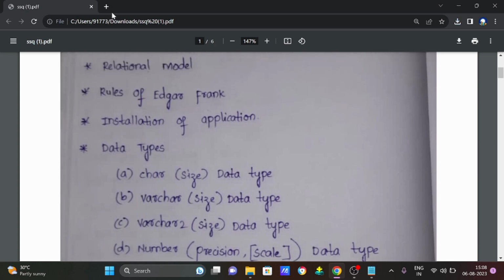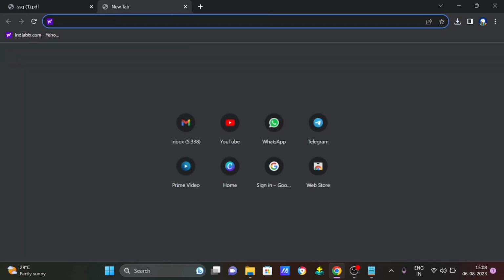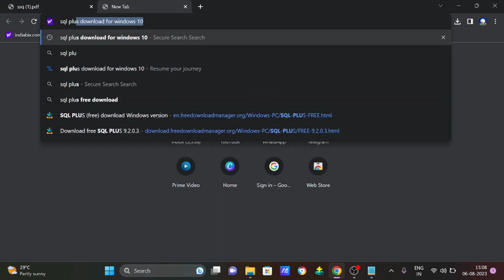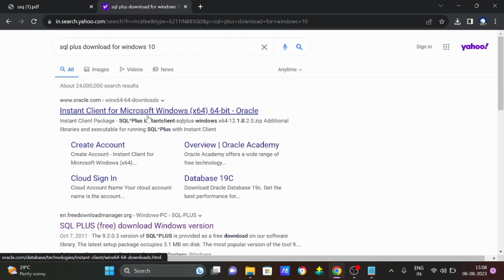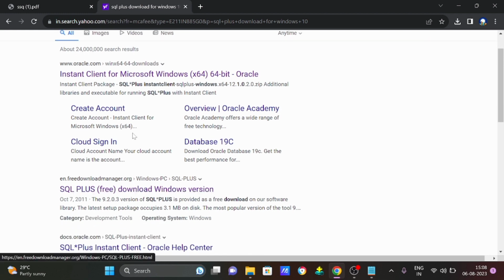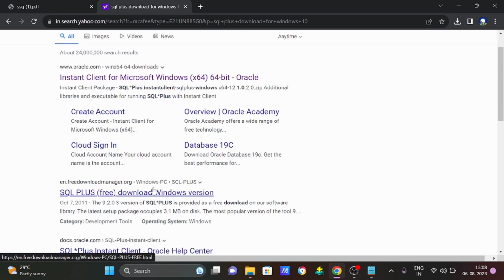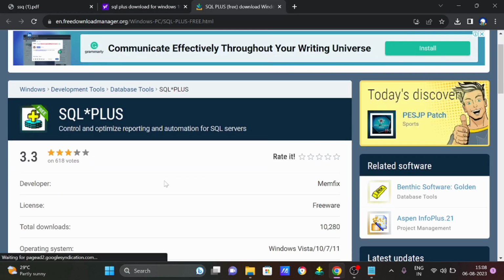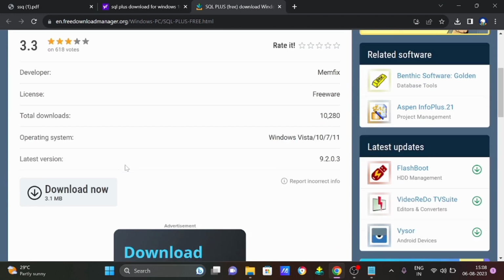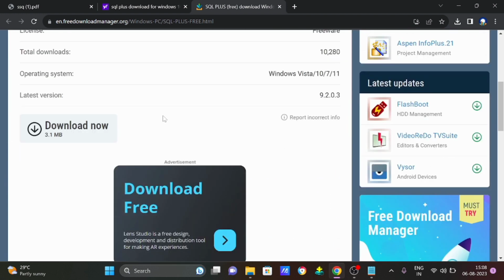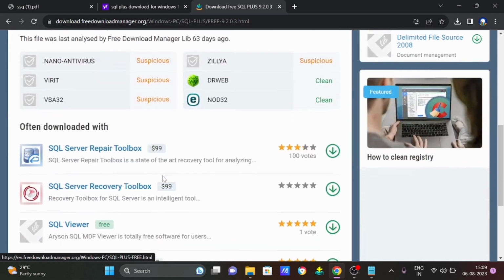There are various applications for writing SQL queries, but I am going to use SQL Plus in the coming sessions of our series. If I type SQL Plus download for Windows 10 or 11, based on the version you are searching for, we'll get this SQL Plus free download. It's completely available free on Chrome, and this is the icon you can recognize easily, the SQL Plus application. Since it's already downloaded in my system, it doesn't go further even if I click on it, so you can just download it like this.